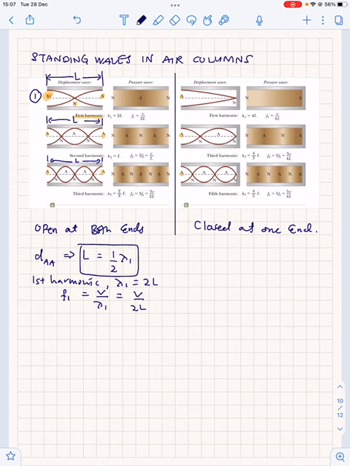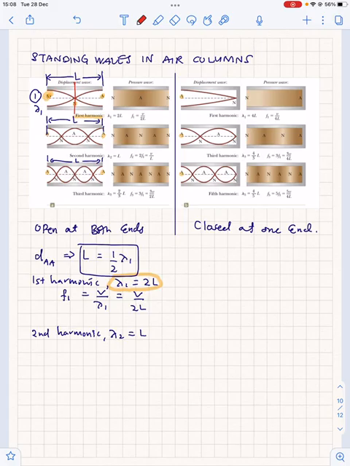Okay, right. The second one, for the second harmonic, is also the same. The distance from the open end to the other open end is still L, but in terms of lambda 1, just now it is 2L. And for the second harmonic, lambda 2 will be equal to L. Okay, why? Because here we divide this one.